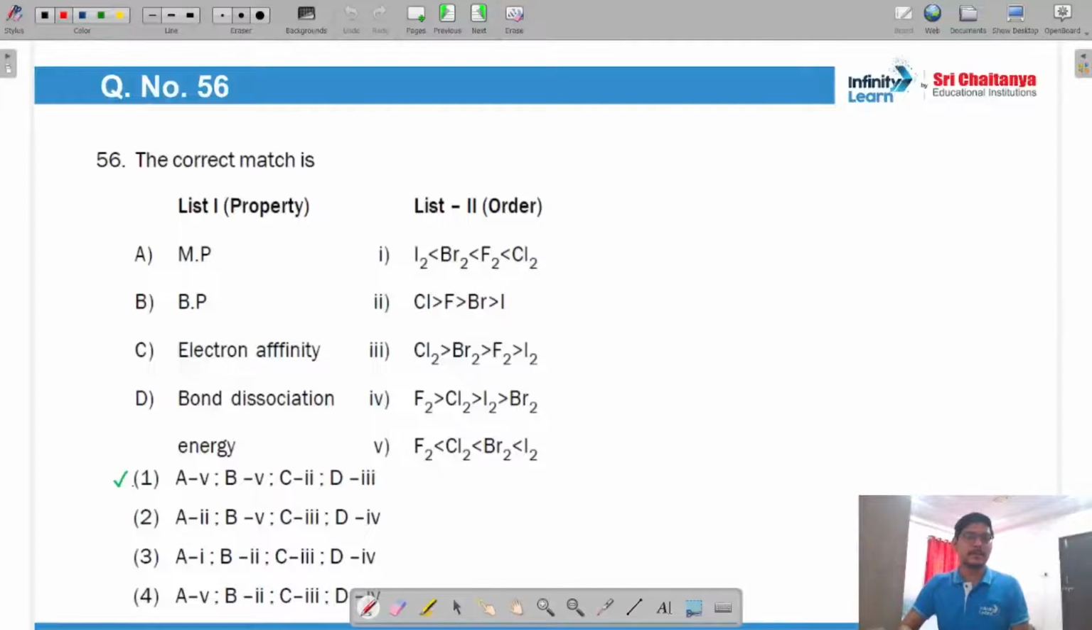In this, the correct match is this one. The melting point A matches with fifth, right? Of course, down the group the molecular size increases, mass increases, so the magnitude of dispersion forces increases, so melting and boiling points increase, right?